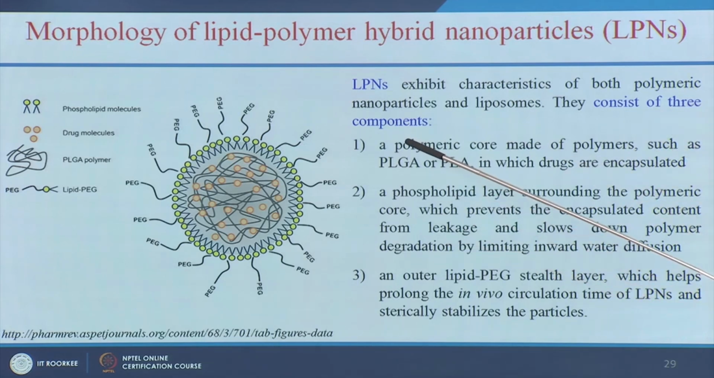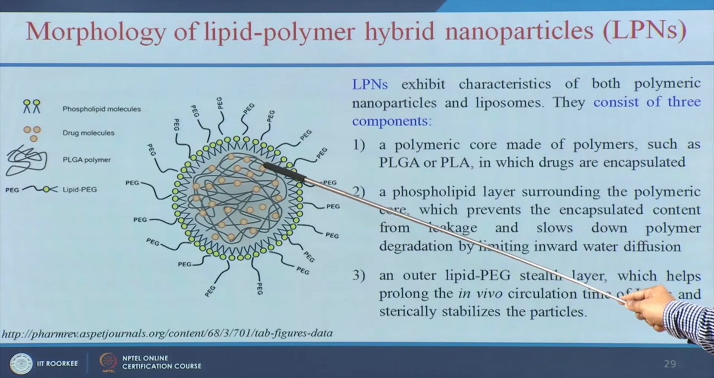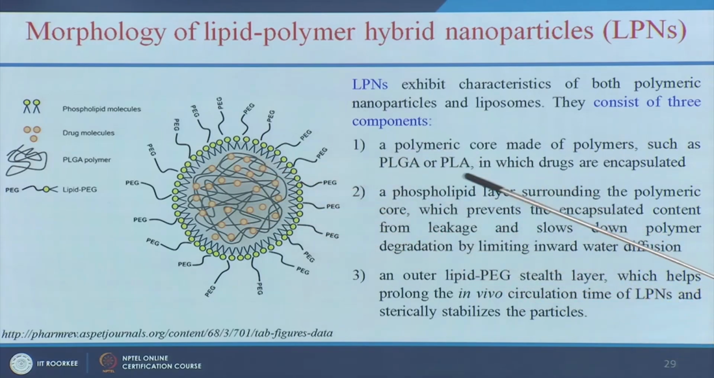The first one is the polymeric core. The polymeric core is made up of polymers like PLGA or PLA, where your drug will be encapsulated, followed by a phospholipid layer that surrounds your polymeric core and prevents your encapsulated drug from leakage. And you will have another outer lipid PEG, that is your stealth layer. If you have PEG in your outer layer, that will make your nanoparticle escape from the reticuloendothelial system, and that will increase your in vivo circulation time.